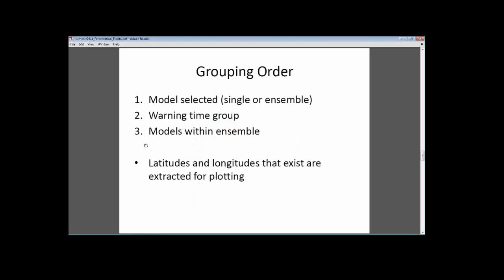So this is how I wound up grouping everything. First, I had the user select the model and say they wanted to do the hurricane warp. So it would take all of the ones that had the ensemble H warp and then group together by the forecasted time group, and then sort through the ensemble members of those, and then pull out the longitude, latitudes in order and plot those. And you'll see it when I do the demo at the end.